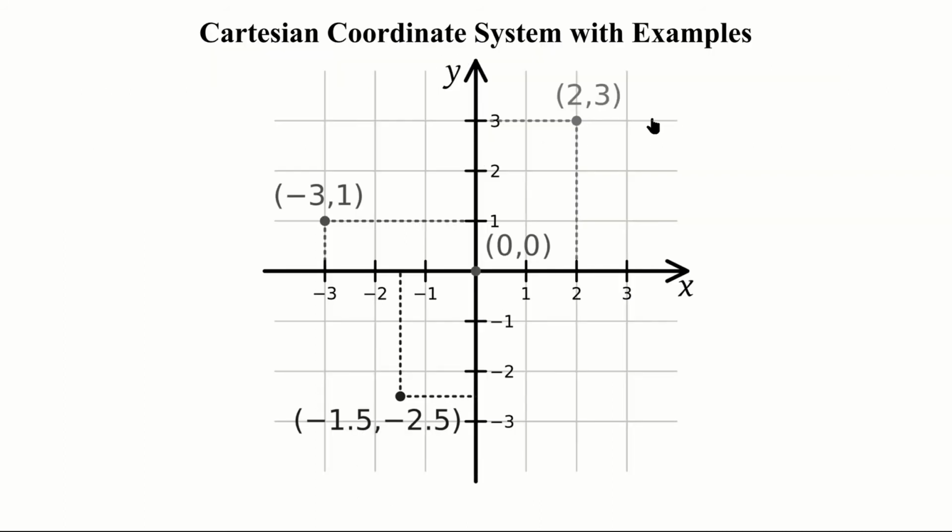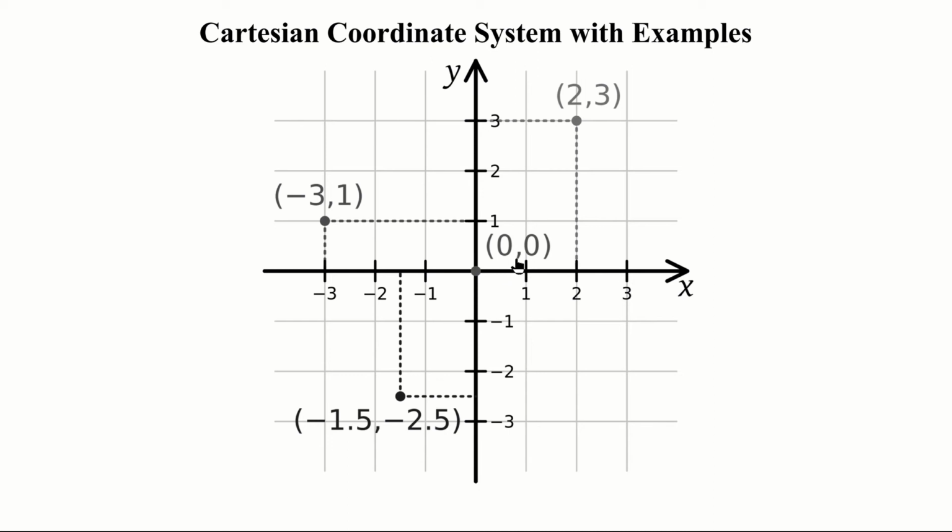Here is an example of some points in the Cartesian coordinate plane. When you see an ordered pair like 2, 3, you can think of it as a pair of instructions, right? It says start here at the origin 0, 0, go this many units in the horizontal direction. Depending on the sign, you either go right or left. So here it's a positive 2, so we move 2 units to the right, and the y value coordinate is positive as well, so we move 3 units up and we reach this point, okay?